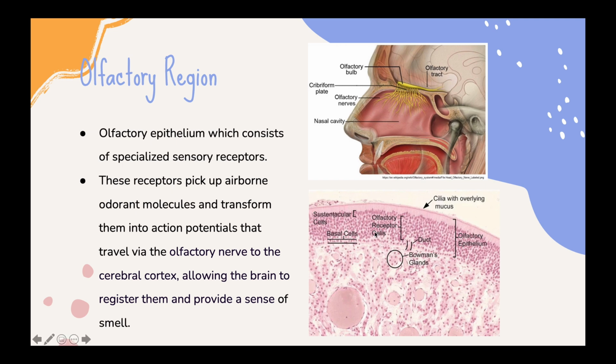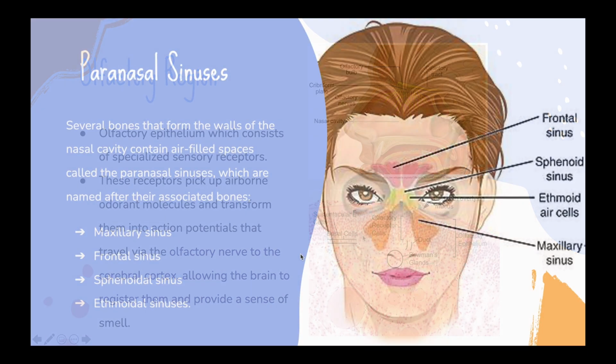So this is the olfactory region. The olfactory region has pseudo-stratified ciliated columnar cells. They have the olfactory receptor cells, and then the sustentacular cells, and the olfactory epithelium, and the basal cells.